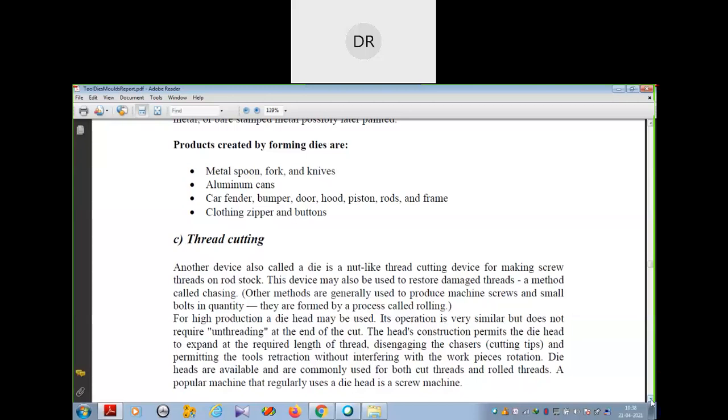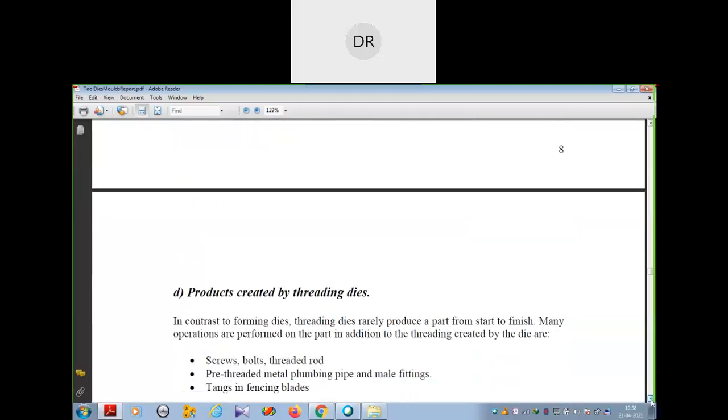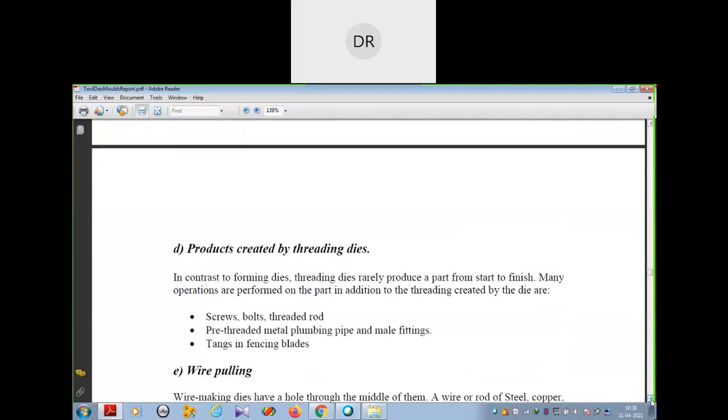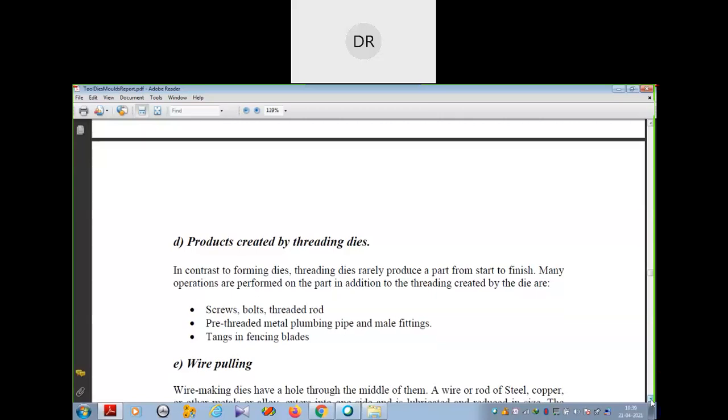The machine which usually uses a die head is a screw machine. Next, the products created by threading dies. In contrast to forming dies, threading dies rarely produce a part from start to finish. Many operations are performed on the part in addition to the threading created by the die. The products are screws, bolts, threaded rod, pre-threaded metal plumbing pipe, and male fittings. So these are the products created by the threading dies.